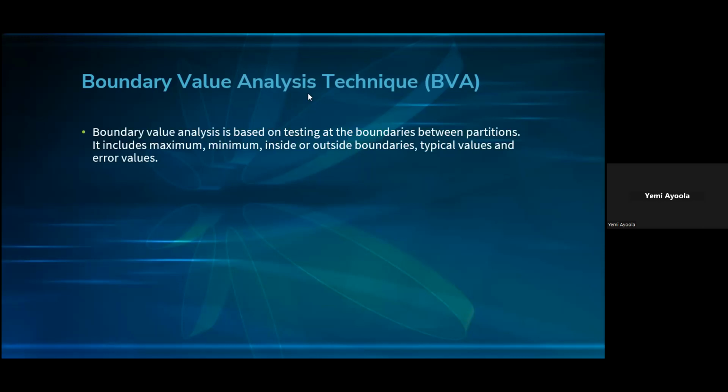Remember, in equivalent partitioning, I was within it. I ensured that everything within the boundary is valid. It has to be tested properly. So when you're doing boundary value analysis, you have to check the maximum, the minimum, inside, and outside of the boundaries, typical values and errors. In this case, the values from the lower boundary and the upper bound are considered.